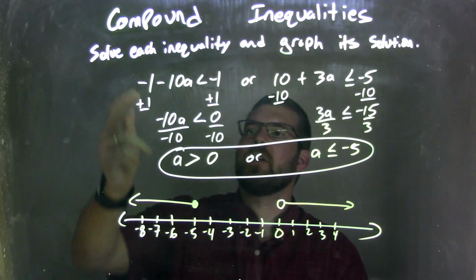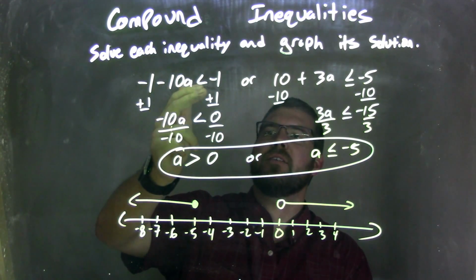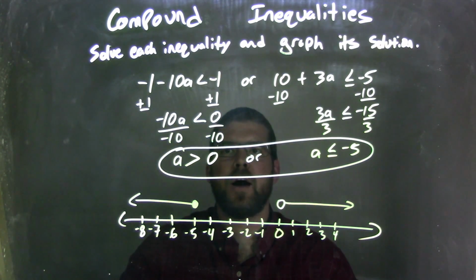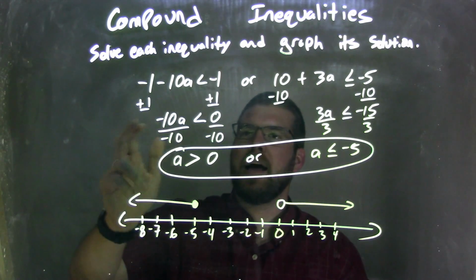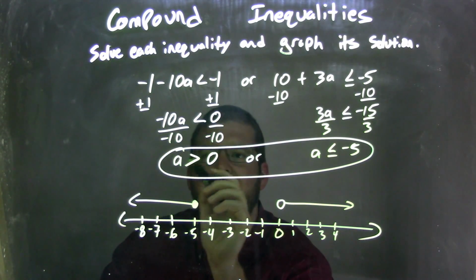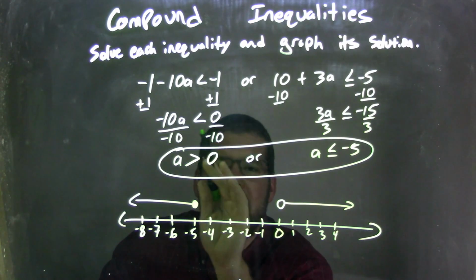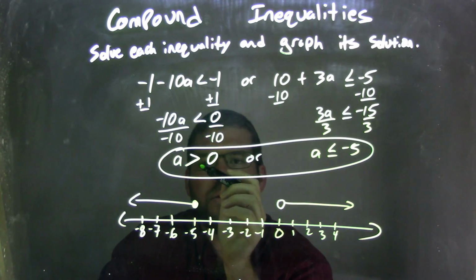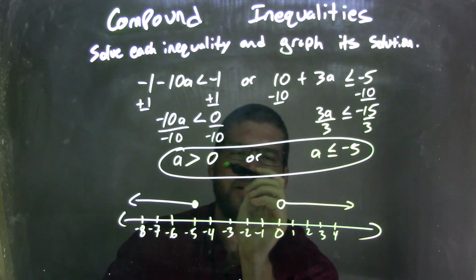So let's recap. We're given -1 minus 10a is less than -1, or 10 plus 3a is less than or equal to -5. I solved each individually. I added 1 to both sides, then divided by -10. And when I divided by -10 to both sides, I had a by itself here on the left, and I flipped that inequality because I was dividing by a negative. So that less than sign turned into a greater than sign, and 0 divided by -10 is 0.